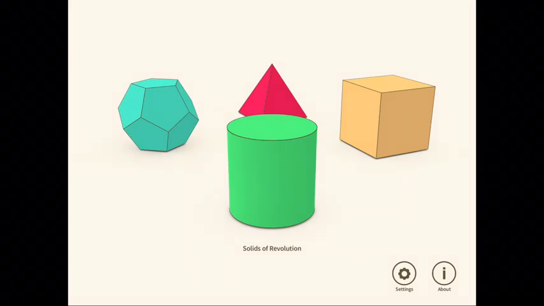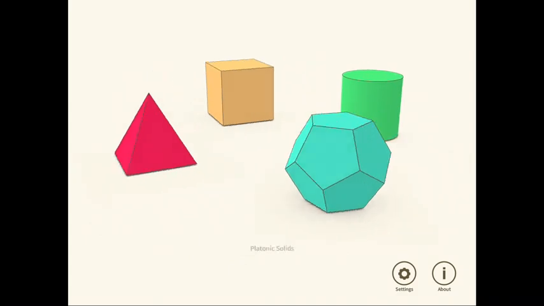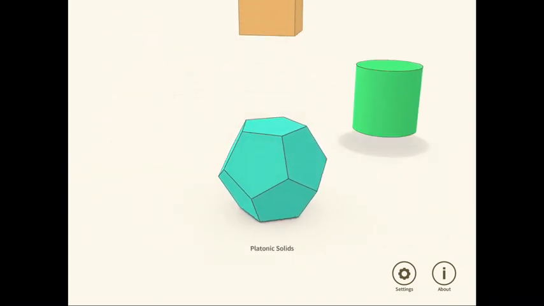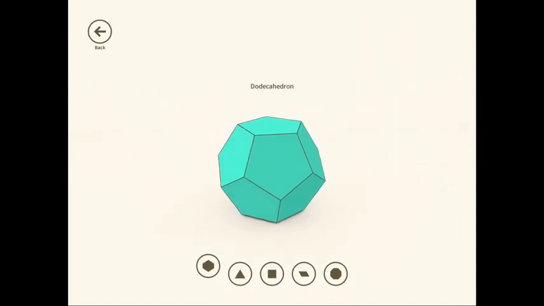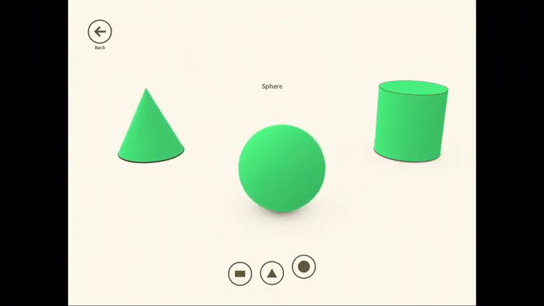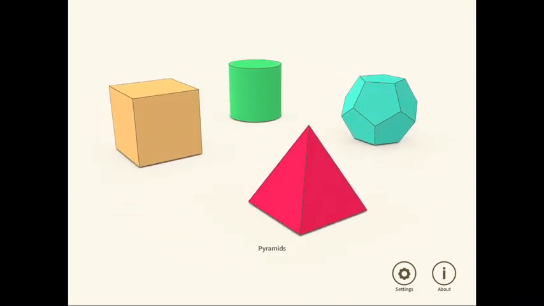Okay, we're going to get into three-dimensional figures. This is the last part of our year. There's all sorts of different types of three-dimensional figures. We have things like platonic solids, which there's all sorts of different kinds. We have solids of revolution, which you'll get into in 7th grade. We're really just going to focus on prisms and pyramids.